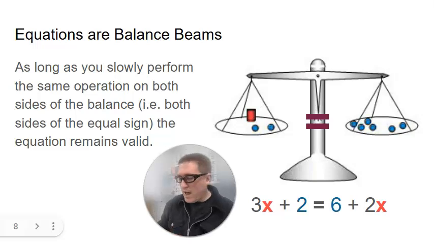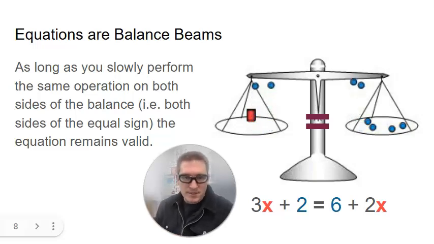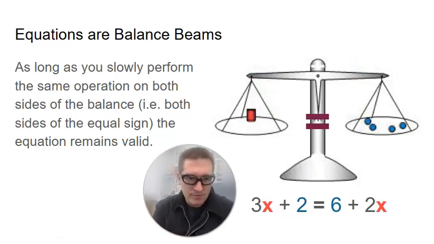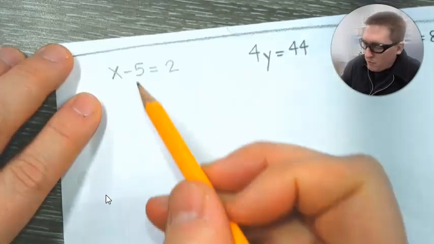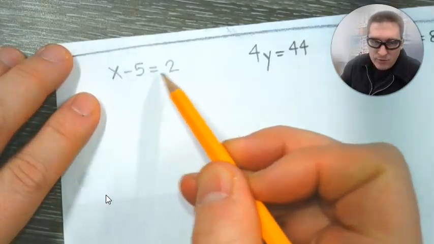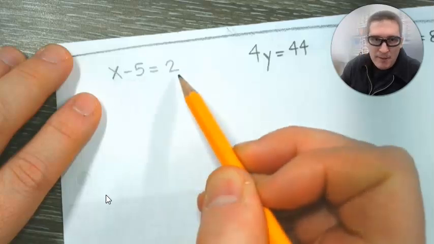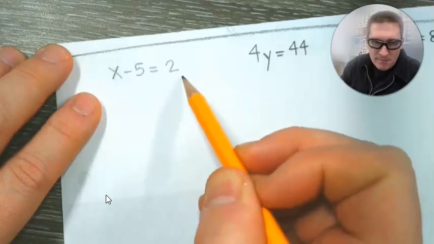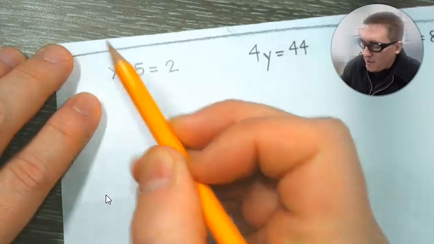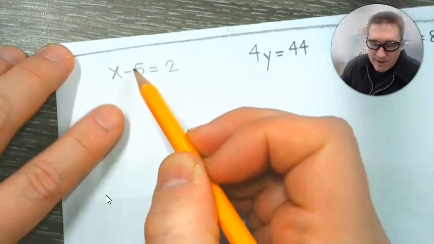And what I'm going to do right now is go through the first three examples we did using the Algebra method. All right, so our first example was x minus 5 equals 2. I want to do the same process to both sides of my balance. I do that by doing the opposite of minus 5.